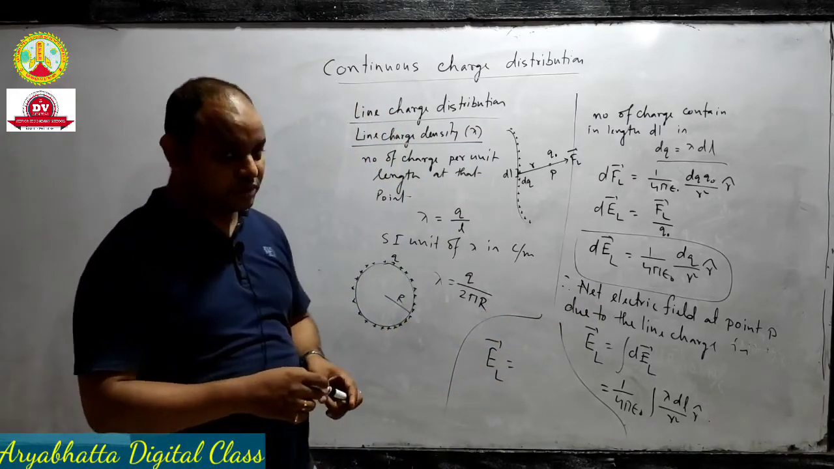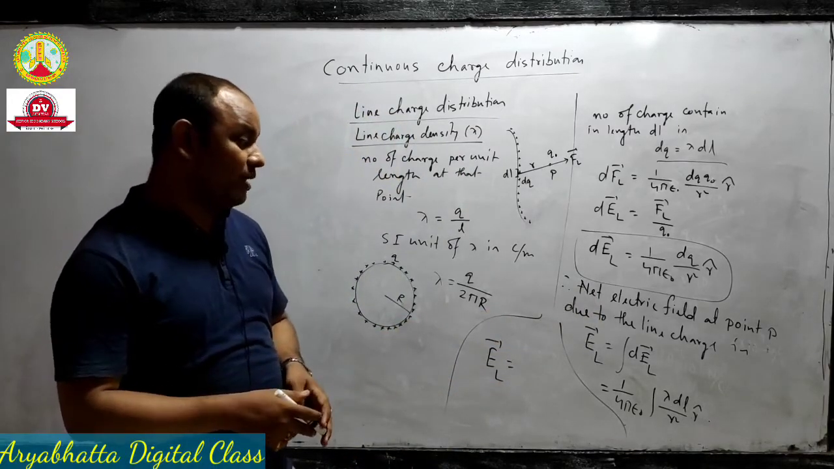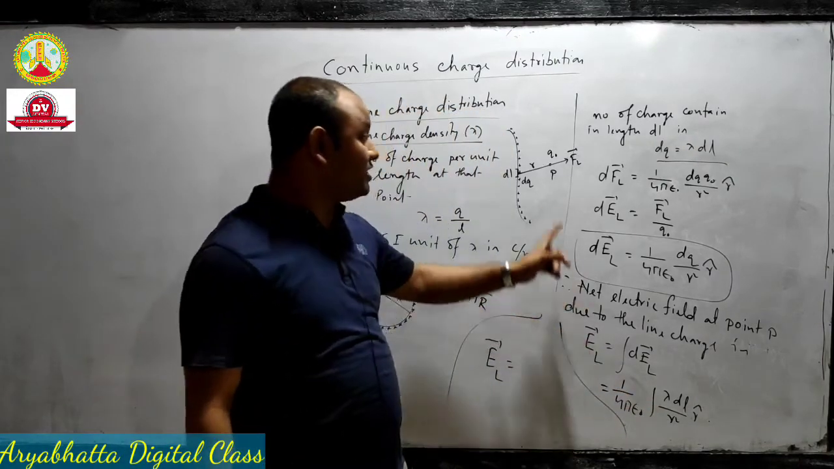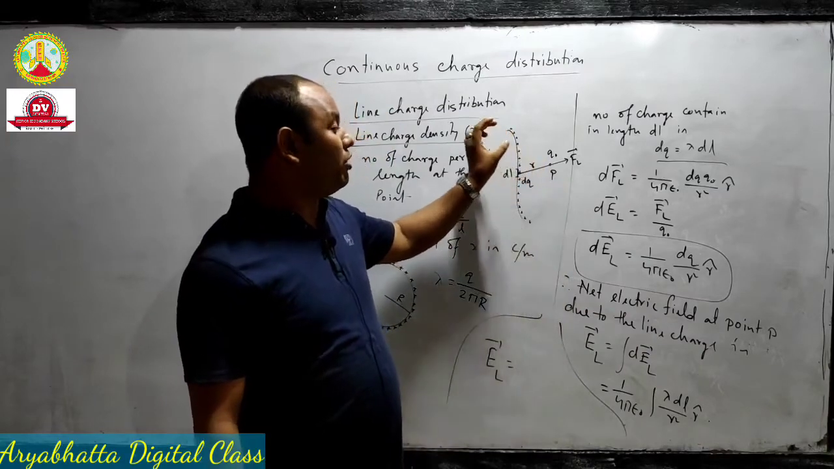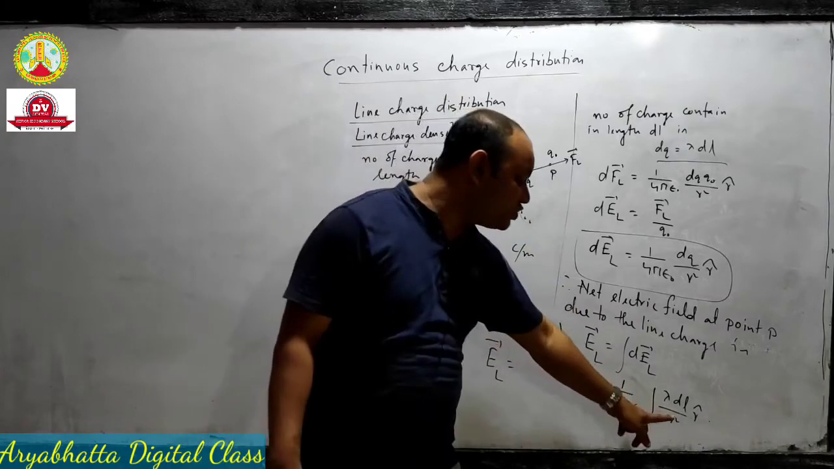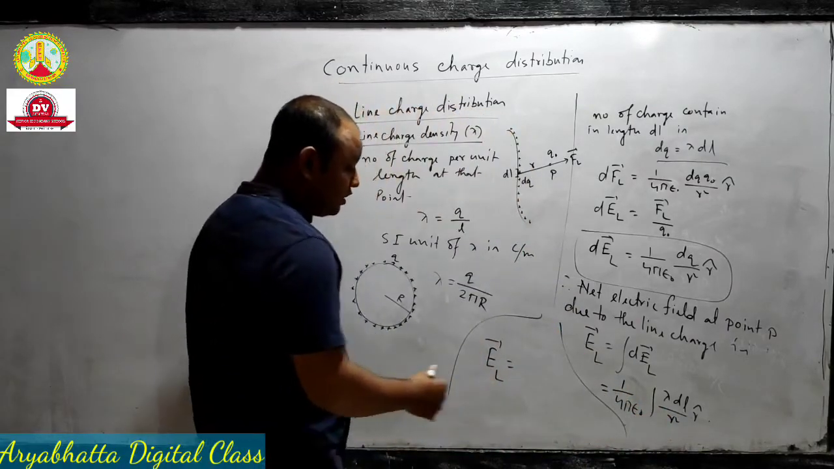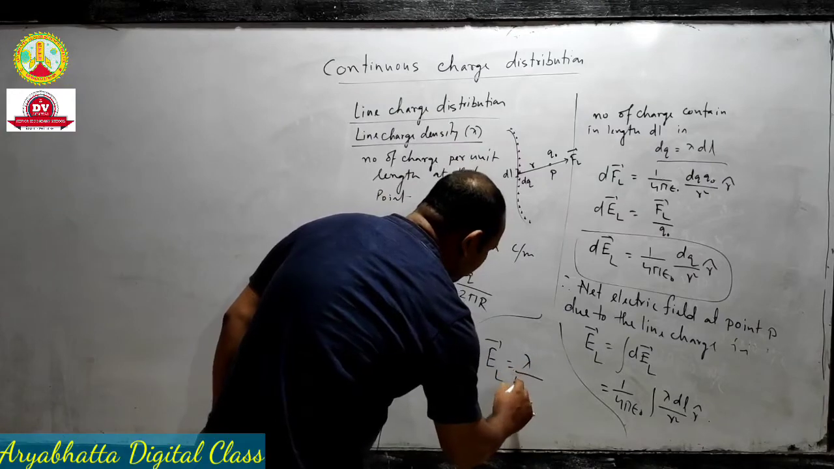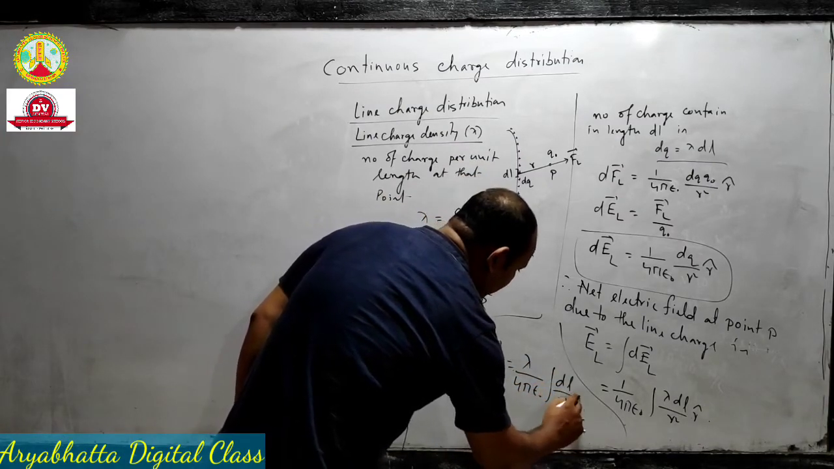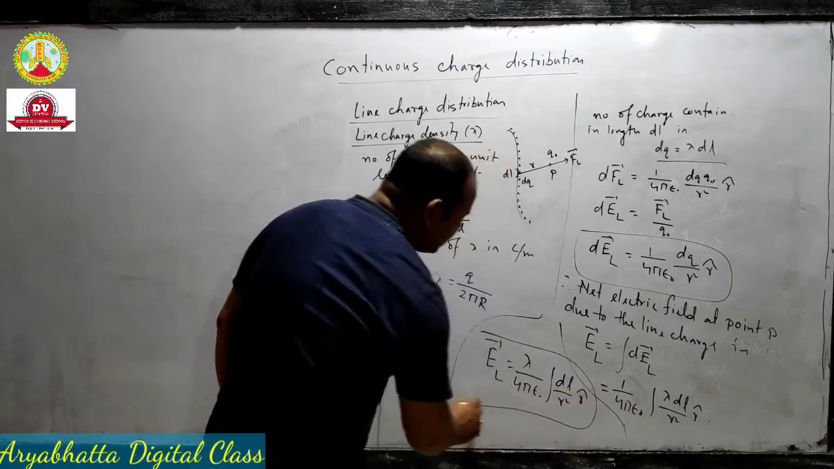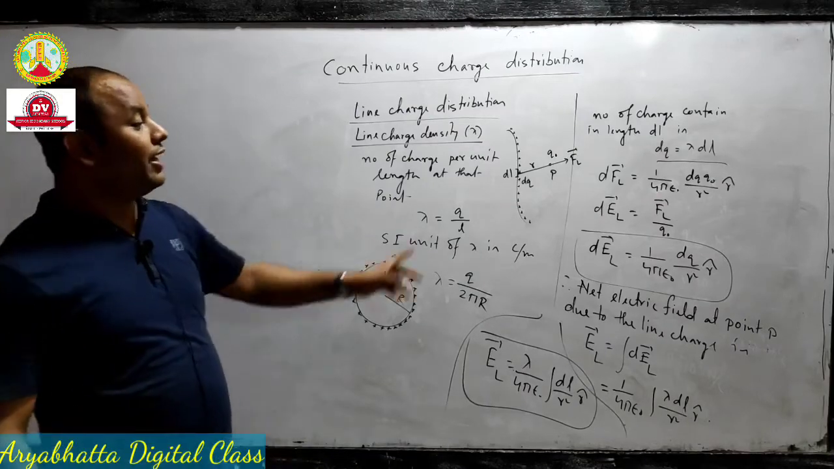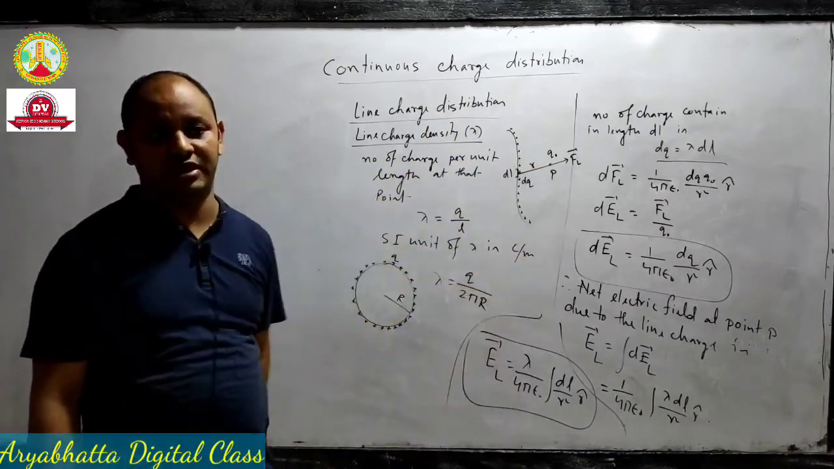Lambda is what? The number of charge per unit length. Okay, that is why lambda is also constant. But here that r is different. R means what? The distance to the point P from any part of this line. That is why here r is variable, but lambda is constant. That is why we can take lambda divided by 4 pi epsilon naught integration dl by r square r cap. So this is the value of electric field at any point P due to a line charge distribution.